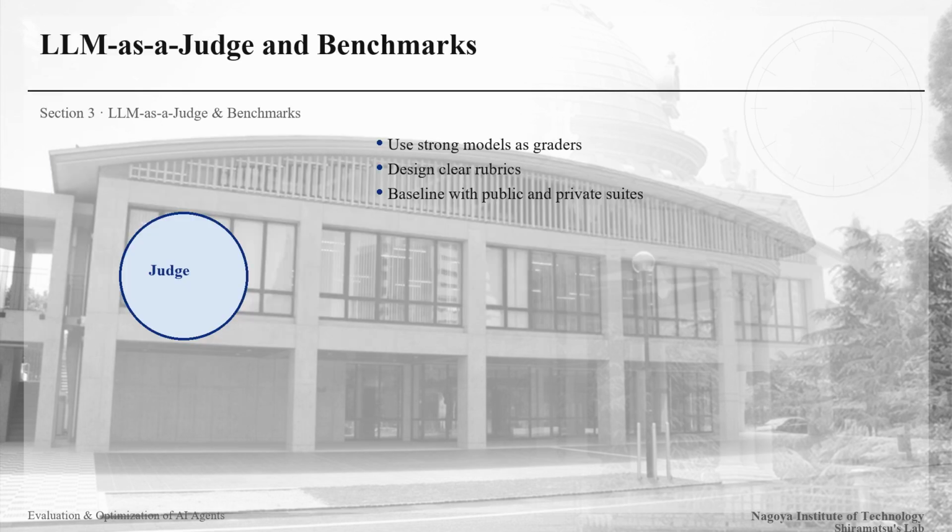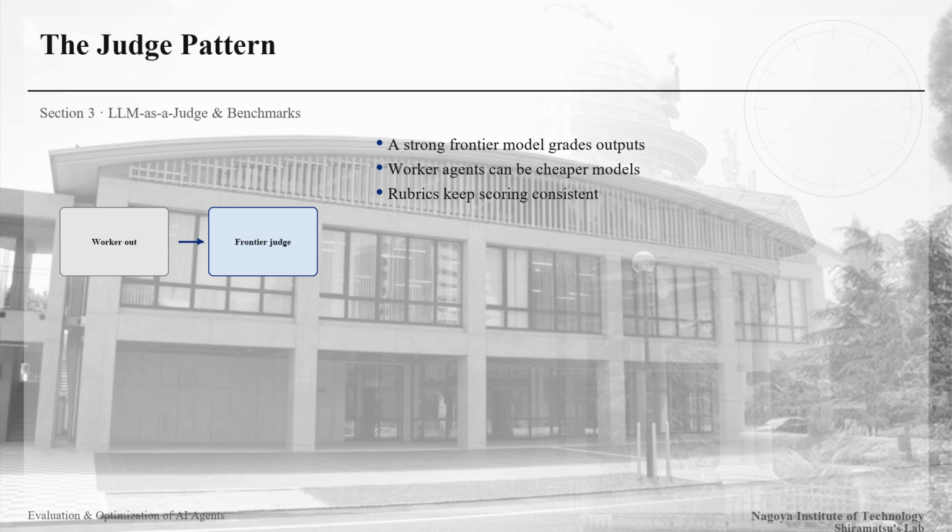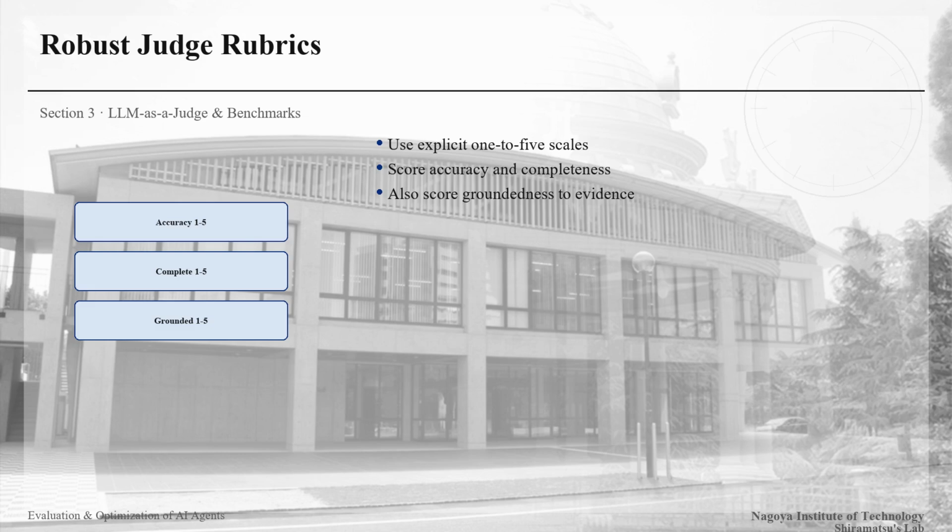Section 3 covers LLM as a judge patterns, bias mitigation, and agent benchmarks. LLM as a judge uses a strong frontier model to grade lower-cost worker outputs against strict rubrics. Robust rubrics use clear 1 to 5 scales for accuracy, completeness, and groundedness.